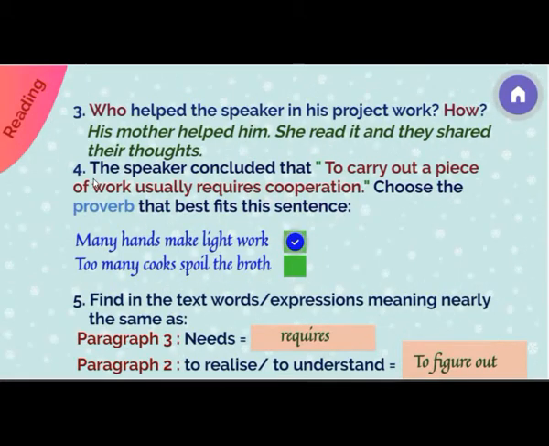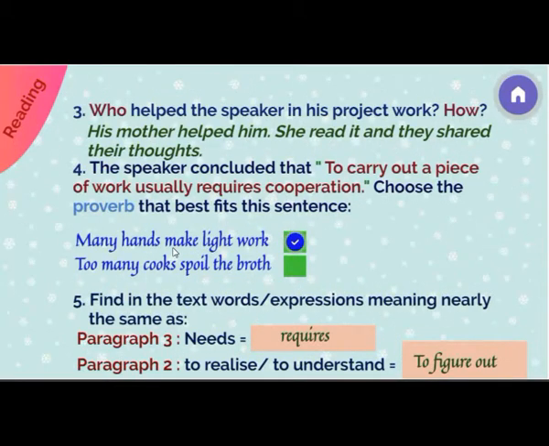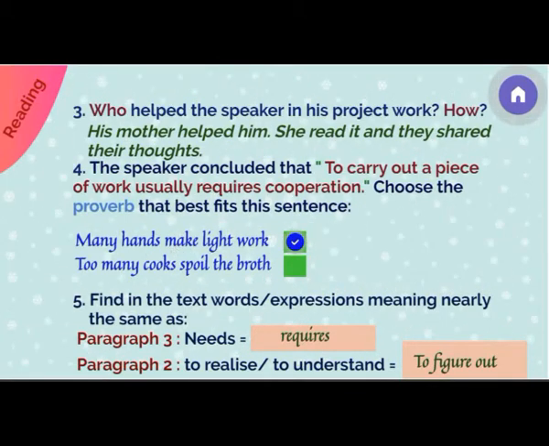In question 4, the speaker concluded that to carry out a piece of work usually requires cooperation. So what is the proverb that fits best this sentence? And here the answer is proverb number 1, many hands make light work, and the wrong proverb is too many cooks spoil the broth. I'm going to explain both proverbs for you. So what's the meaning of many hands make light work?